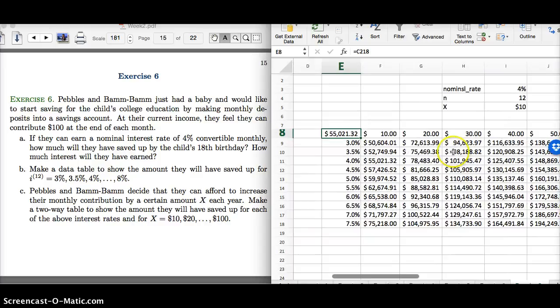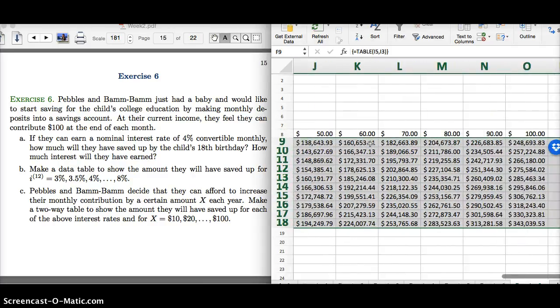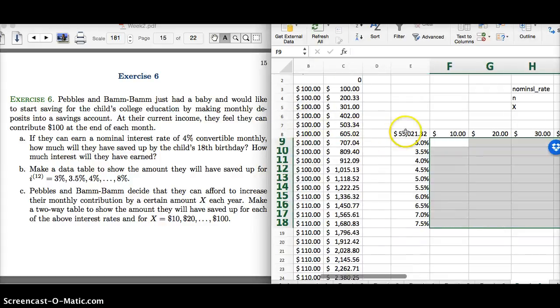In the corner of the table, we put the computation that we just did for a particular interest rate and a particular value of X. Remember, that was in cell C218. So this amount is the amount under 4% and X equals $10. Actually, I should delete this so you can see what happens.